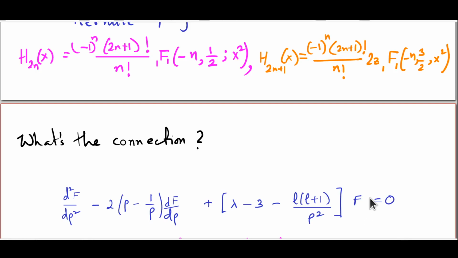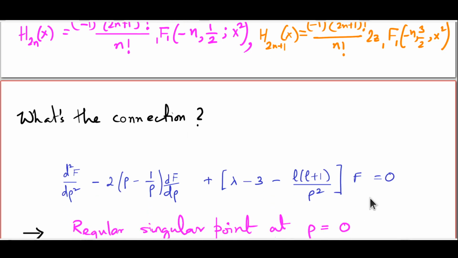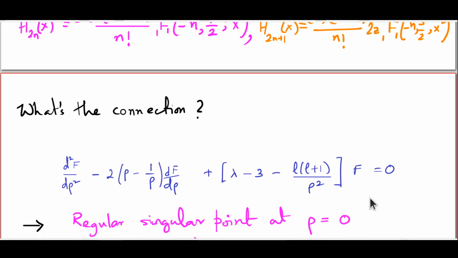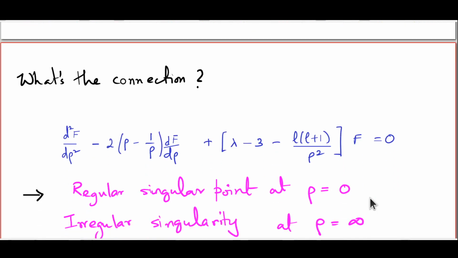Now, let me point out that this equation has a regular singular point at rho equal to 0 and an irregular singularity at rho equal to infinity. This is exactly the same singularity structure as for the confluent hypergeometric equation, and this indicates that there should be some connection between them. The connection can be made clearer by carrying out a few manipulations, which we are going to discuss in the following.